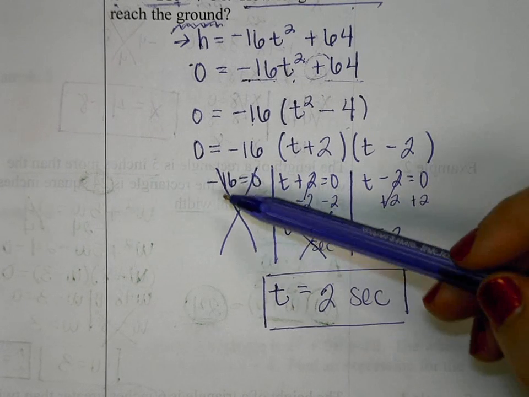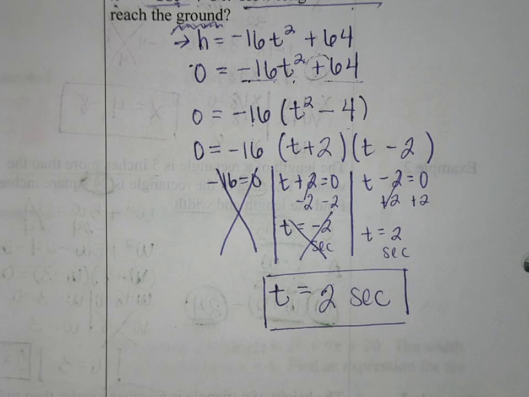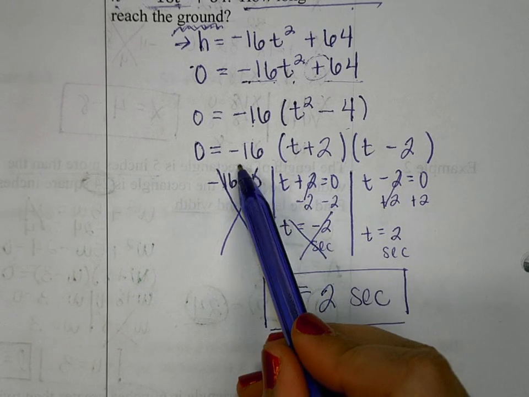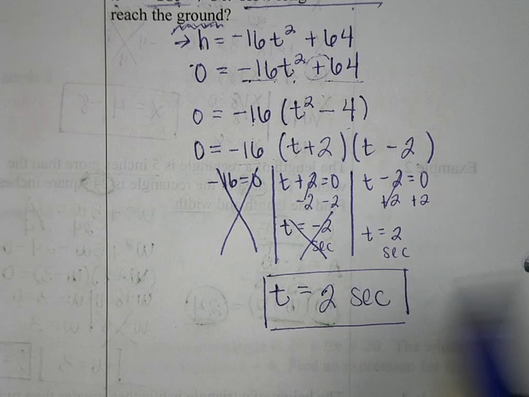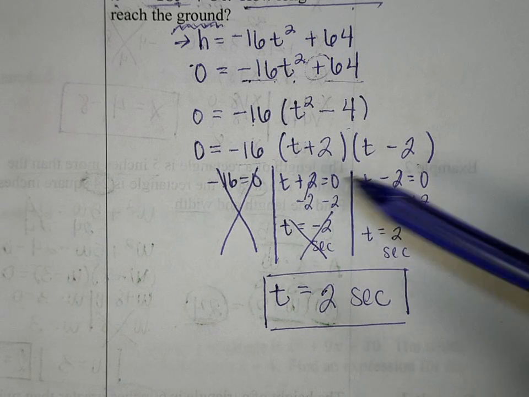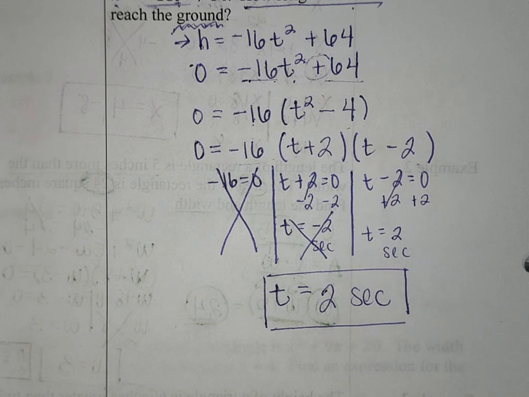How can we just cross out that negative 16? Because negative 16 equals 0 is impossible. Negative 16 does not equal 0, right? Negative 16 only equals negative 16. But we have to set it equal to 0 because it is a factor. Okay? So you set everything equal to 0, cross out what doesn't make sense, and what's left is 2 seconds.